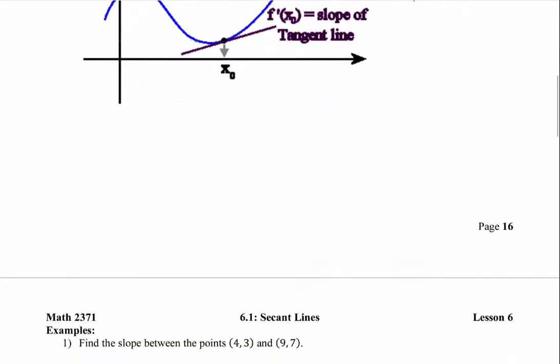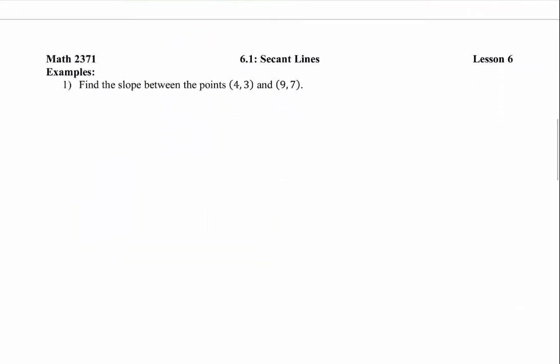Now this section only deals with secant line. So the first thing we're going to talk about is we're going to refresh our memory on how to find just the slope of just a normal old line. So slope equals y2 minus y1 over x2 minus x1. So that's 7 minus 3, y values, over 9 minus 4. So that's 4 over 5 is our slope.